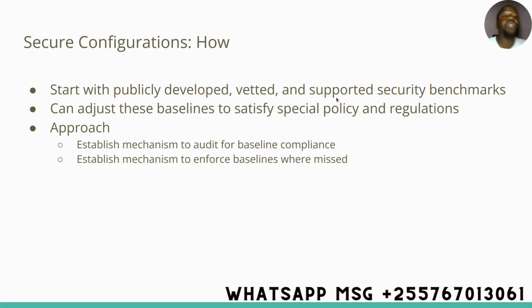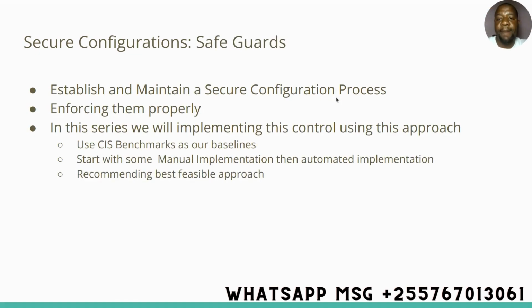The second phase, you need another mechanism to enforce it, because you have detected. You can't just start from scratch doing everything. No, you have baselines, then you have to have a mechanism to detect which of the baseline parameters are not there, and for those which are not there, how can you enforce them? So this is how it's supposed to be approached.